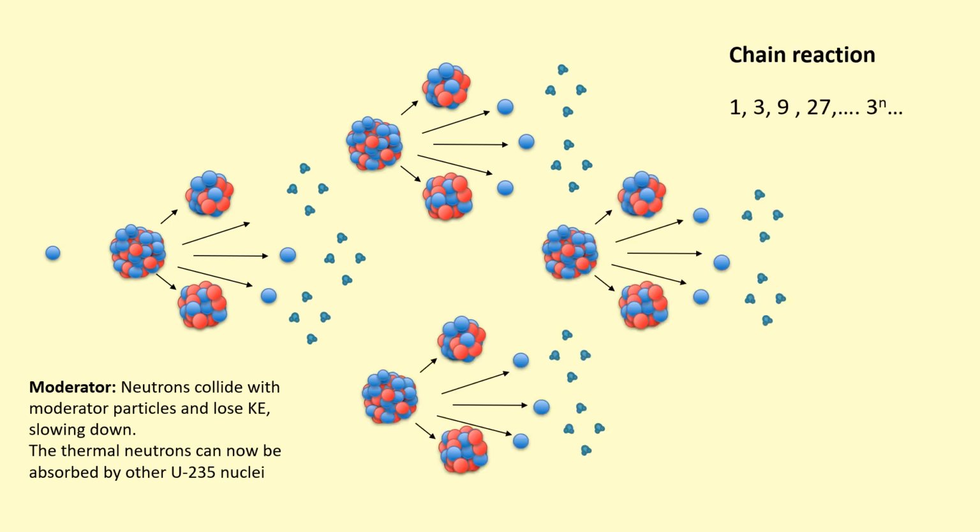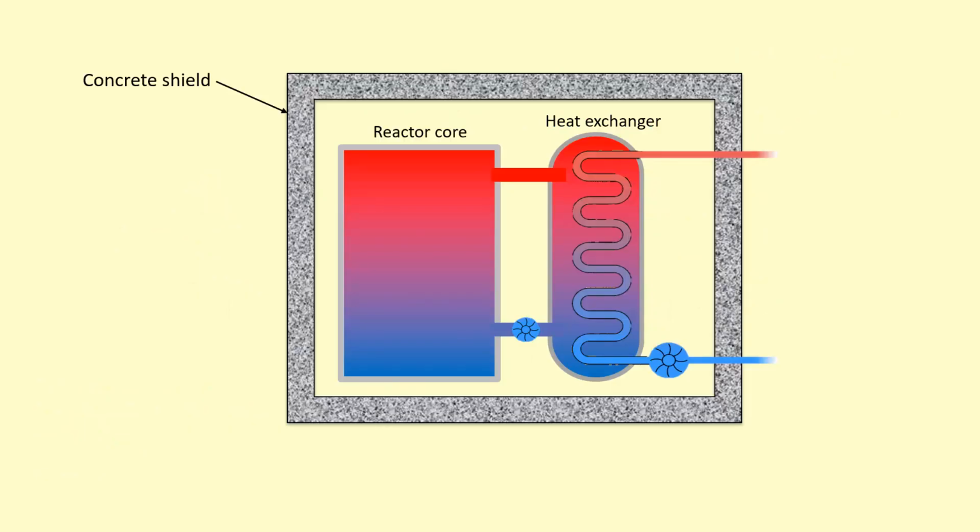So we can see that, for example, one reaction can lead to 3 neutrons, and that will lead to 9 and then 27, and by the time you've gone to like 20 sets of reaction, 3 to the power of 20, that's more than a billion reactions. So these reactions can go out of hand very quickly, and a lot of energy can be released in a short period of time. Okay, we're going to look at how nuclear fission reactors are used to generate energy.